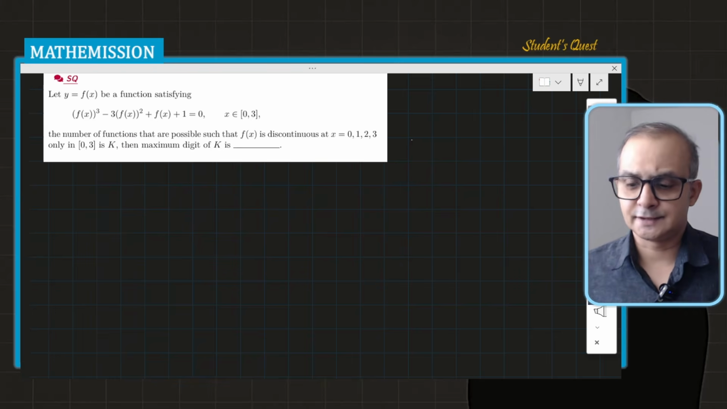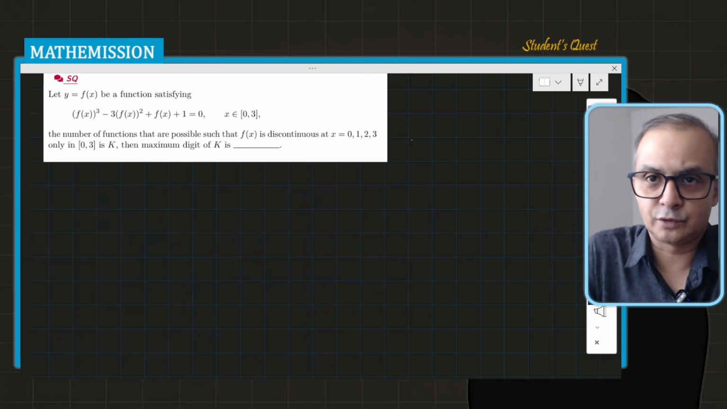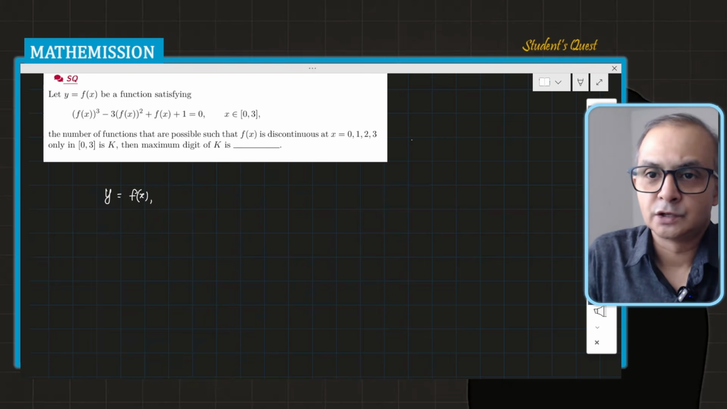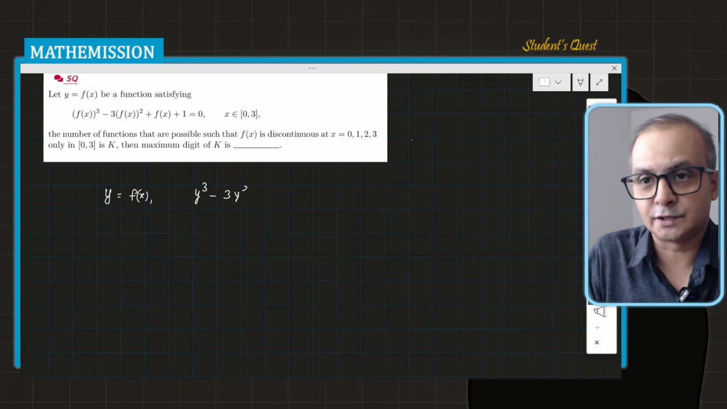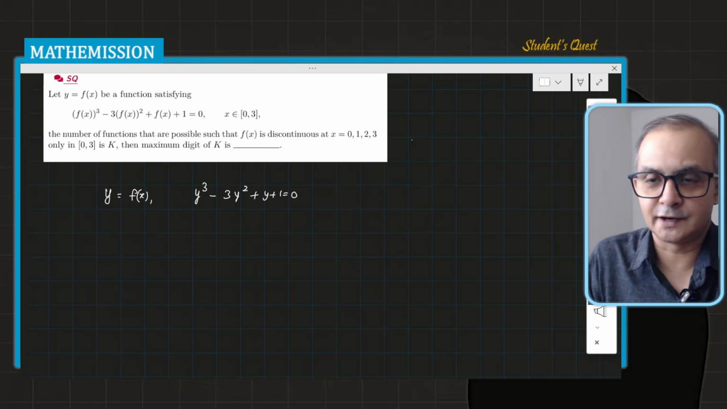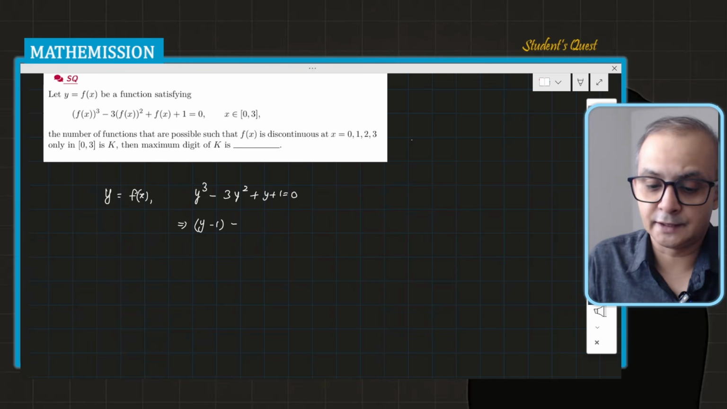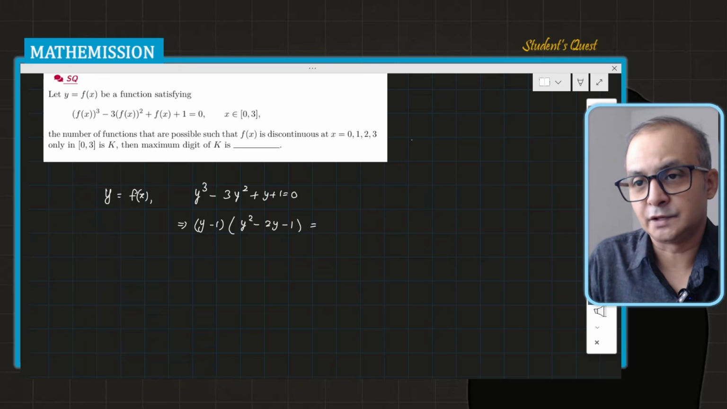For that, it's not difficult to understand that we have to break this cubic equation down so that I can identify what the function values are. Let's say y equals f(x), and the equation is y cubed minus 3y squared plus y plus 1 equals 0. It's natural that we can use trial and error. y equals 1 is satisfying. So that is going to be (y minus 1) into another quadratic equation, y squared minus 2y minus 1 equals 0.